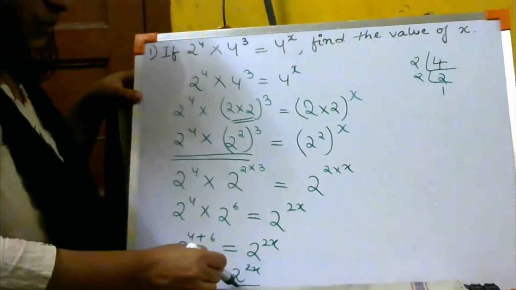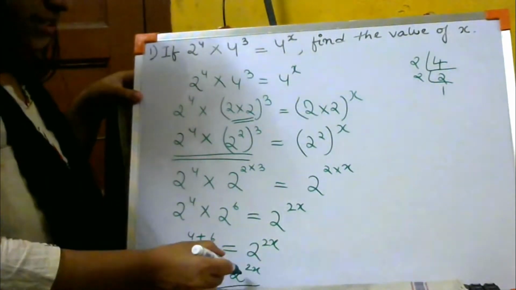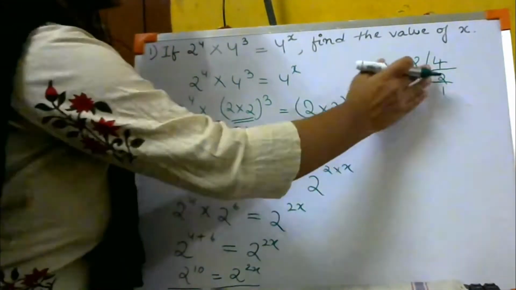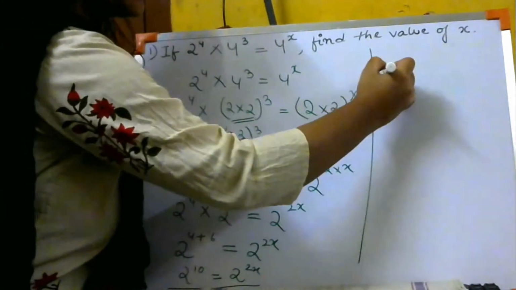अभी जब भी आप इस पोजीशन पे आ जाओगे, जब आप कुछ और कर नहीं सकते, तो फिर आप क्या करोगे? आप बेस को हटा दोगे और सिर्फ पावर्स को आप लोग कंसिडरेशन में लोगे. So powers क्या क्या है? 10 और 2x. So how we are going to do? We are just going to write the power.